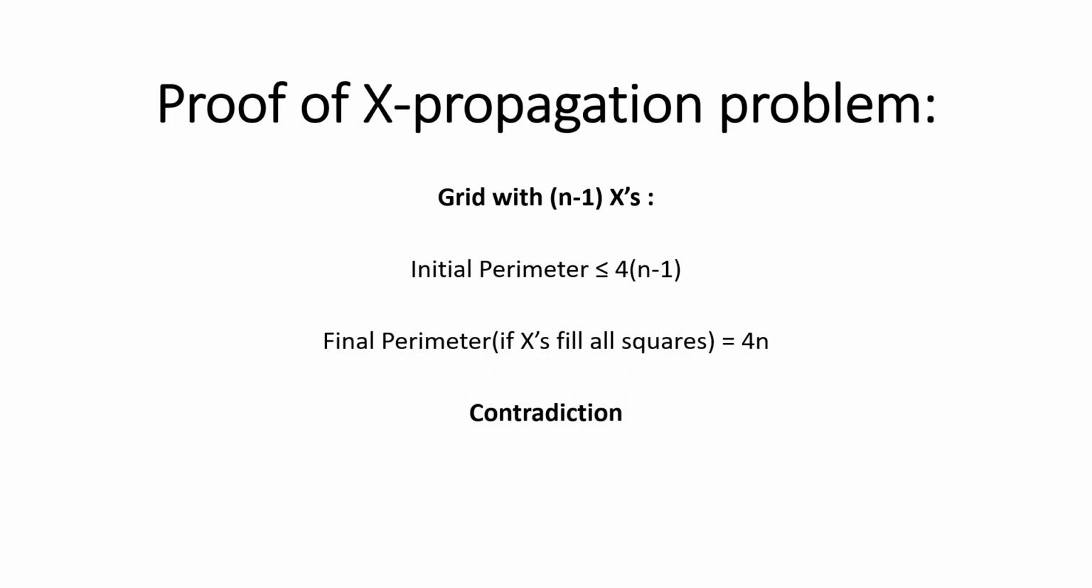Since the perimeter of any grid system with n-1 X squares can be at most 4 times n-1, which is less than 4n, therefore we can never reach a completely filled grid of size n cross n starting with n-1 X squares.